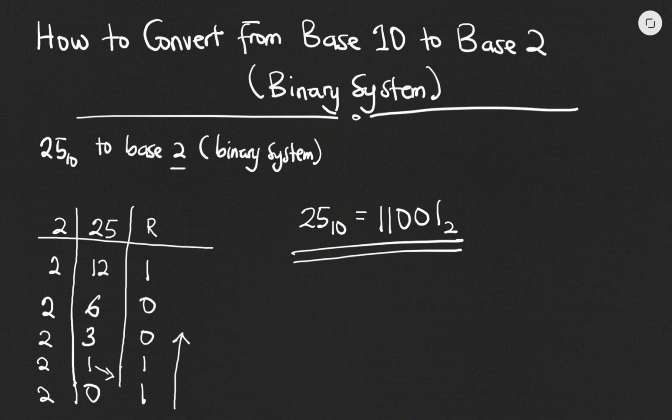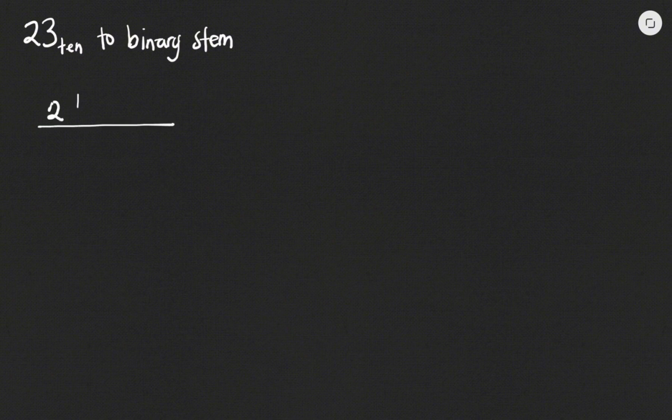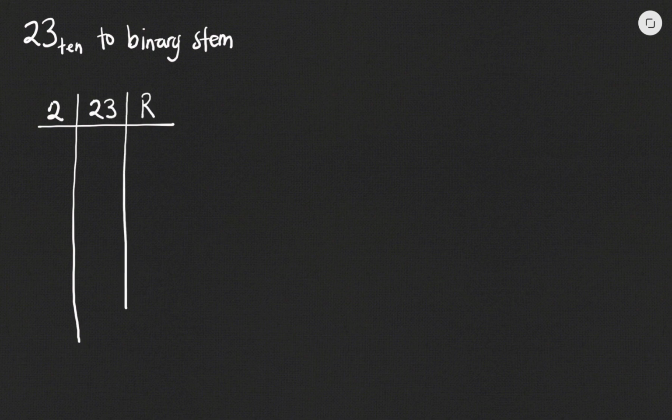Right, so let's look at another example. We are to convert 23 base 10 to the binary system. Okay, so we do the exact same thing like we did earlier on. We are to convert to base 2, so we write the base 2, then we write the number that we want to convert, which is 23, and then we write down our remainder.